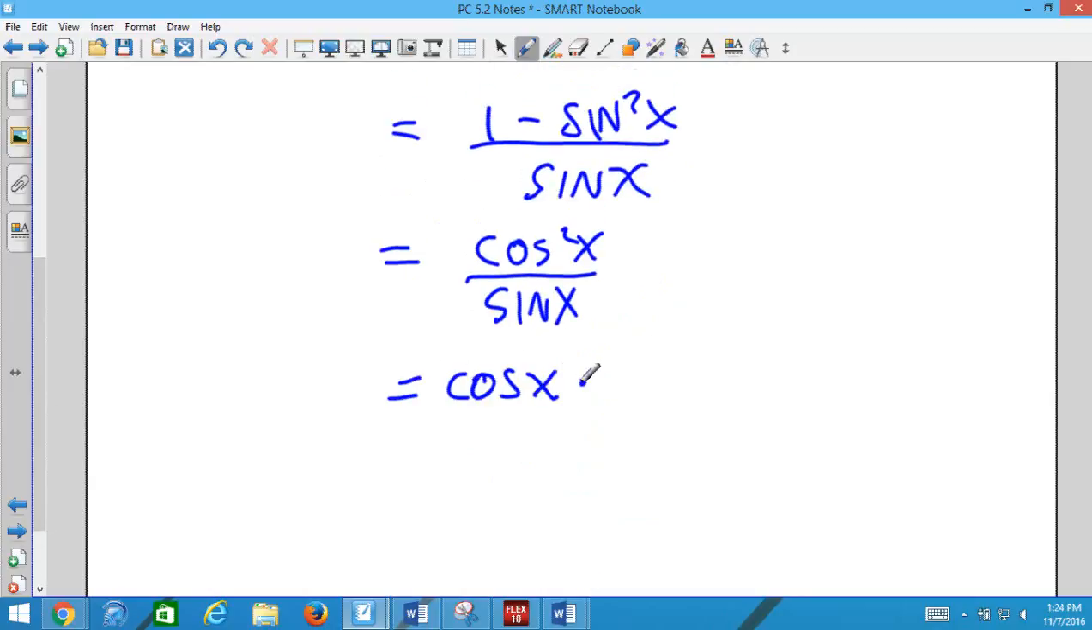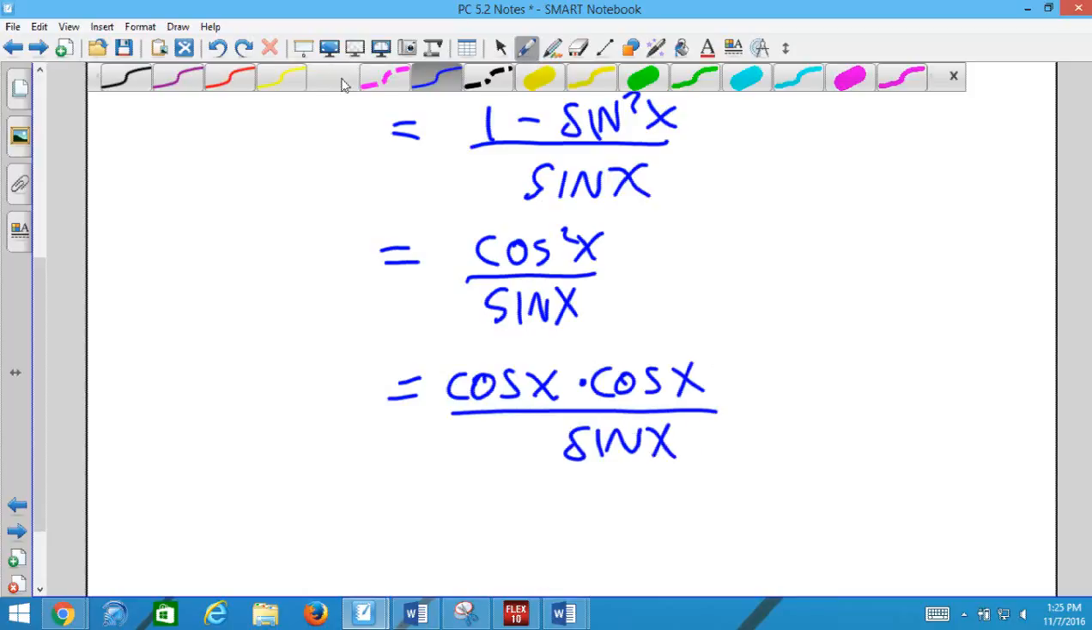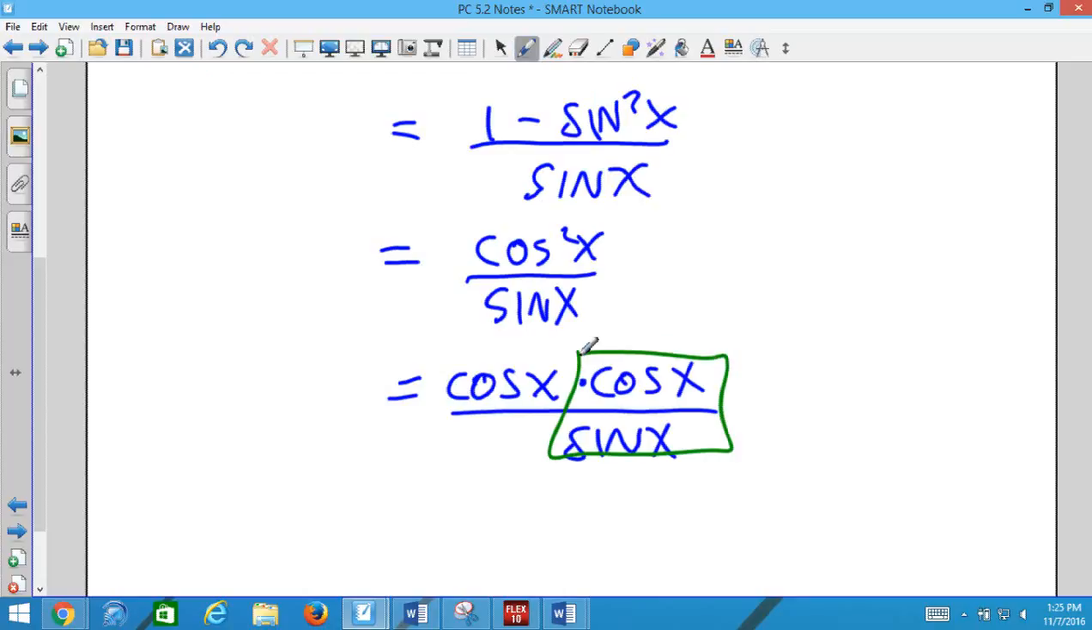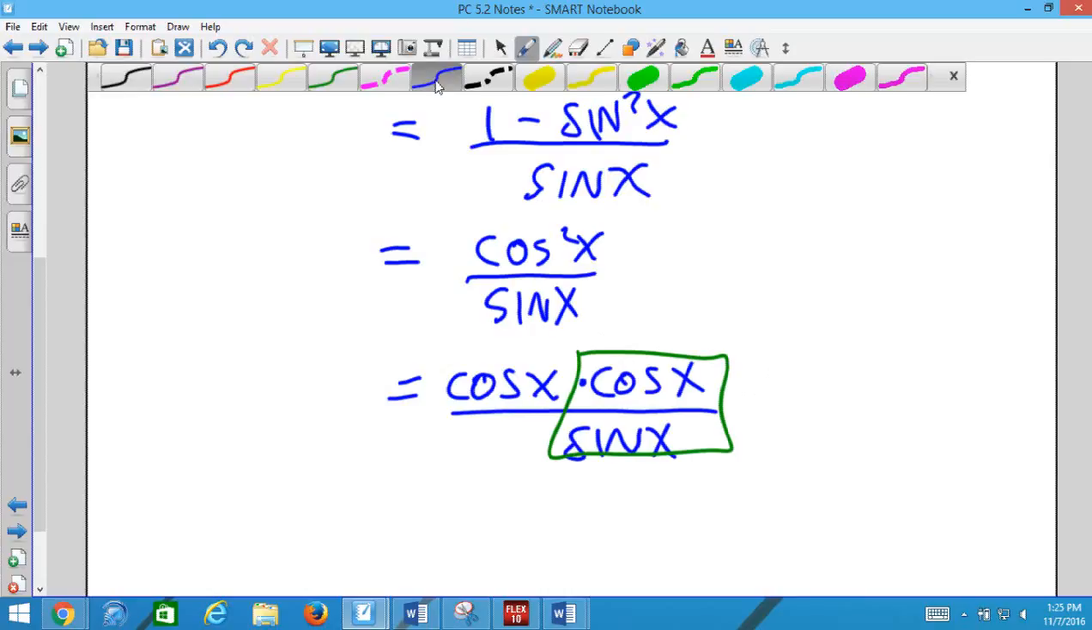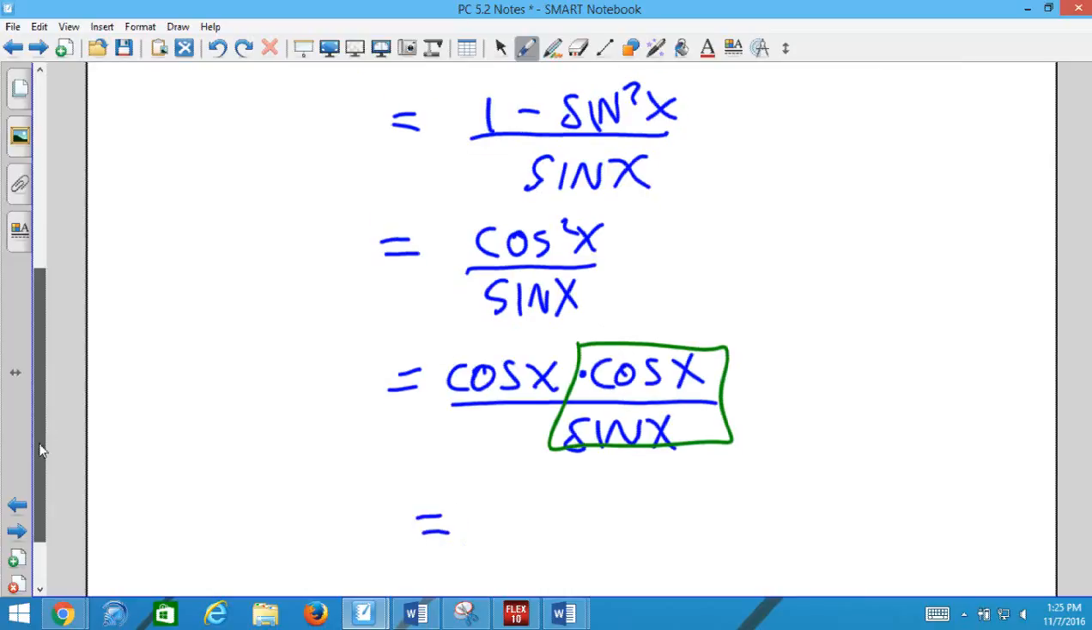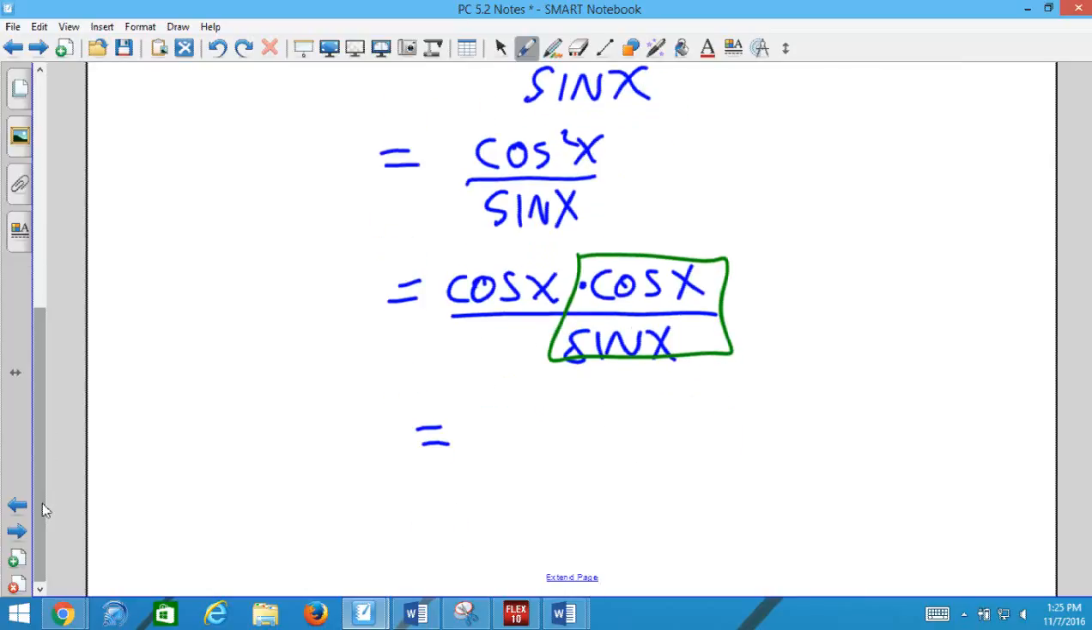Okay, I'm going to repeat what you just said, just in case it didn't pick up your voice. Cosine squared x is the same thing as cosine x times cosine x over sine x. And the reason why we chose to do that is because this is tangent. What? The tangent was y over x. Oh, I'm sorry, that's cotangent. So you're right. So then we've got cosine x times cotangent x.